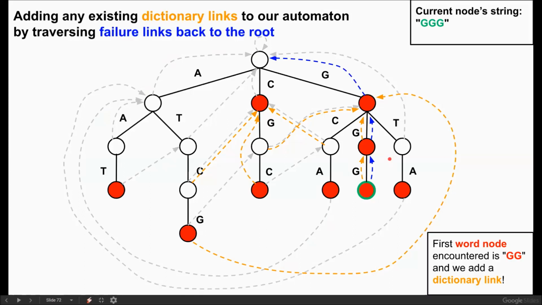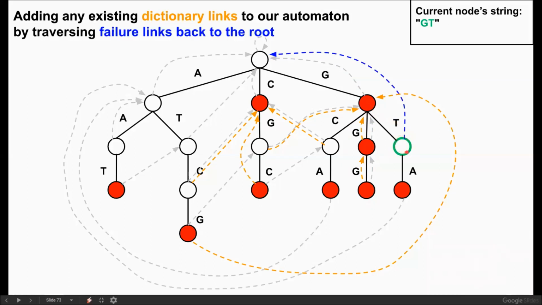Also, it's important to note that if we continued following the failure links, we would encounter this other word node. However, the algorithm doesn't work that way for adding dictionary links. The first time that we find a word node, we add a dictionary link and stop for that node. So we don't keep going and then add another dictionary link.